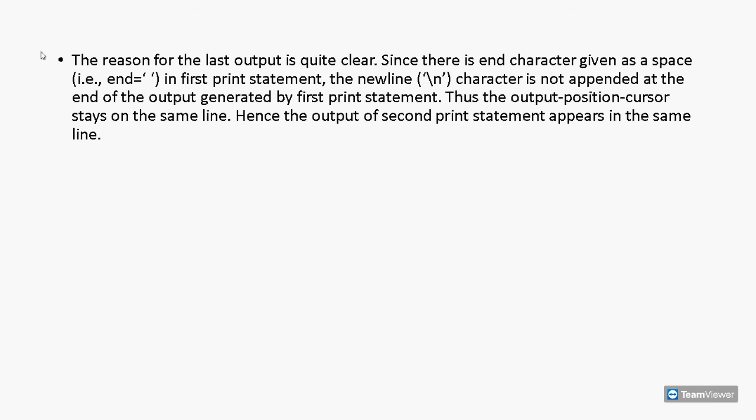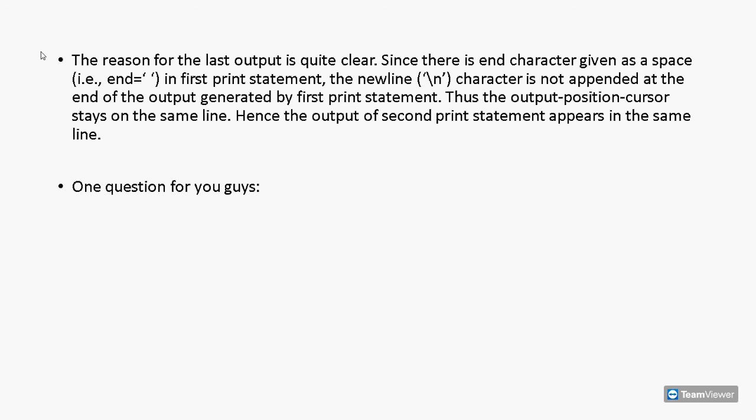The reason for the last output is quite clear. Since the end character given is a space, that is end=' ' in the first print statement, the new line \n character is not appended at the end of the output generated by the first print statement. Thus, the output position cursor stays on the same line. Hence, the output of the second print statement appears on the same line.